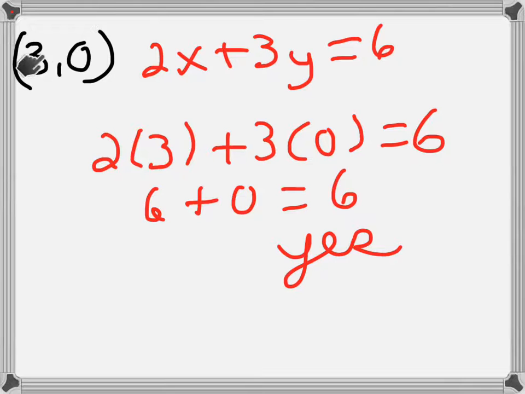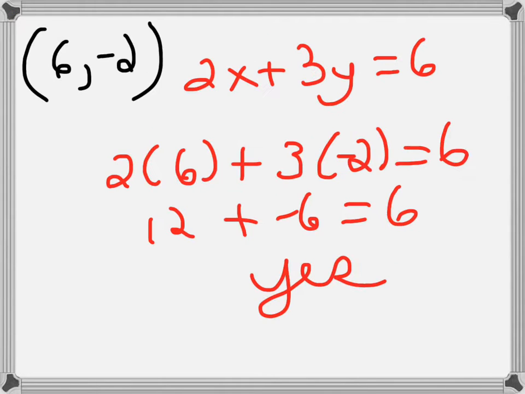Next, the 3 needs to go into the x spot, and the 0 has to go into the y spot. 2 times 3 equals 6. 3 times 0 equals 0. 6 plus 0 equals 6. This is a yes. It's a solution to the equation. It means that it'll also lie on the graph of the line, and it made a true statement. This is my true statement.